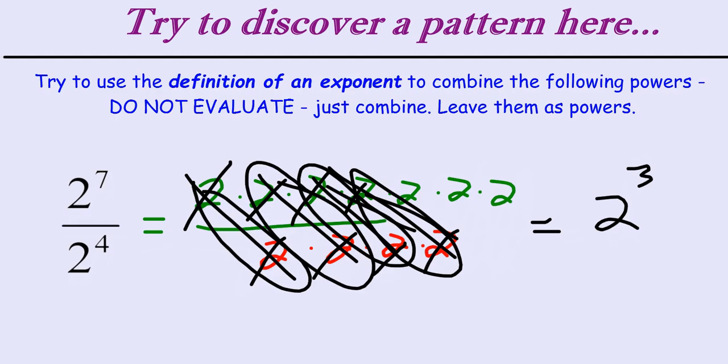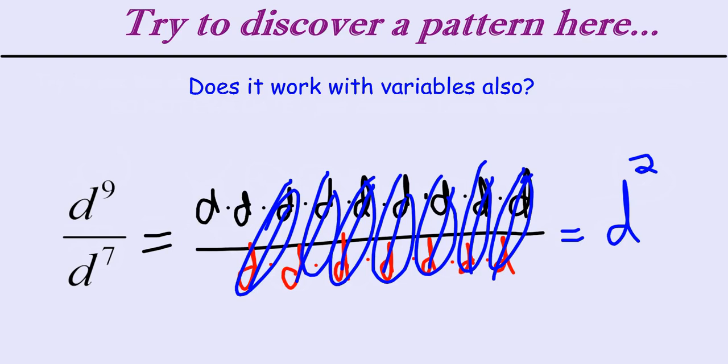7 minus 4 is 3, and that is what turns out to be our exponent in our eventual simplified form. That's because in the greater exponent, the 2 to the 7th, we can cancel out the number of 2's being multiplied in the smaller exponent, which is 4. So if we start with 7 and we cancel 4 away, what we're left with is 7 minus 4, or 3. Similar thing is true with the d's. If we have 9 d's and we cancel 7 away in the denominator, we are left with 2.